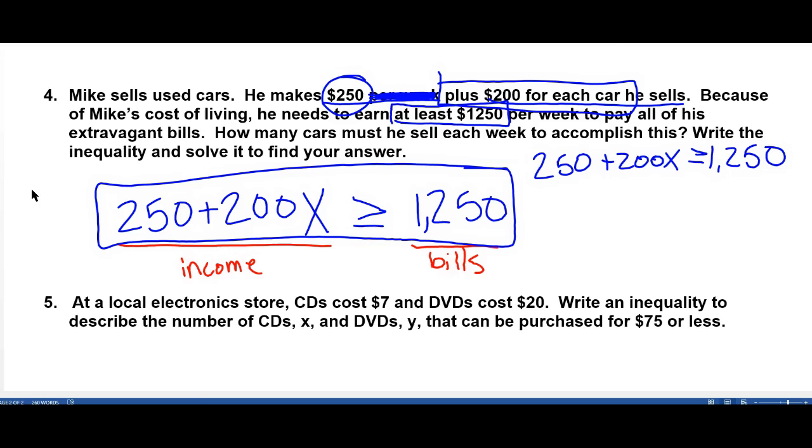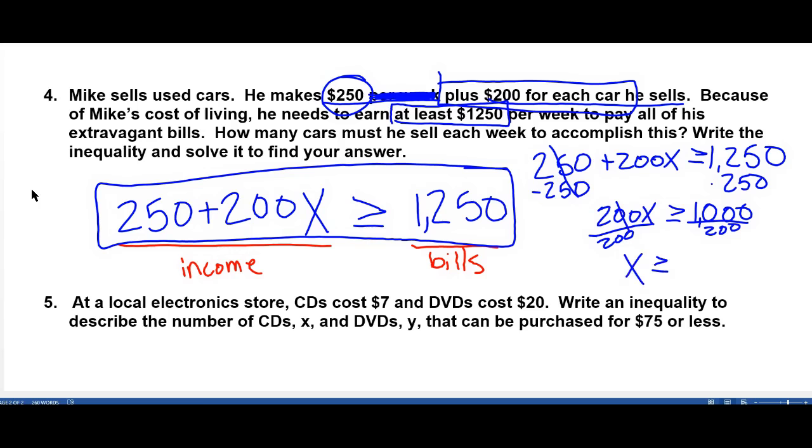Solving it is just getting the X by itself. So minus 250, minus 250. 200X is greater than or equal to 1,000. Divide by 200. Divide by 200. X is greater than or equal to 5 cars. So as long as he sells more than or equal to 5 cars, then he's good. He can continue his extravagant lifestyle.